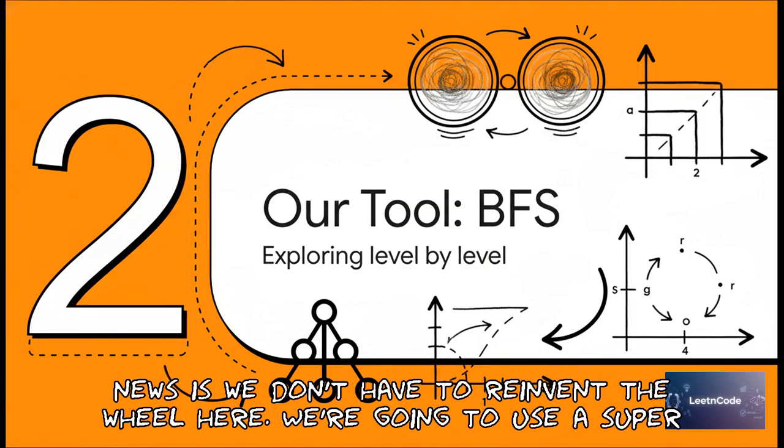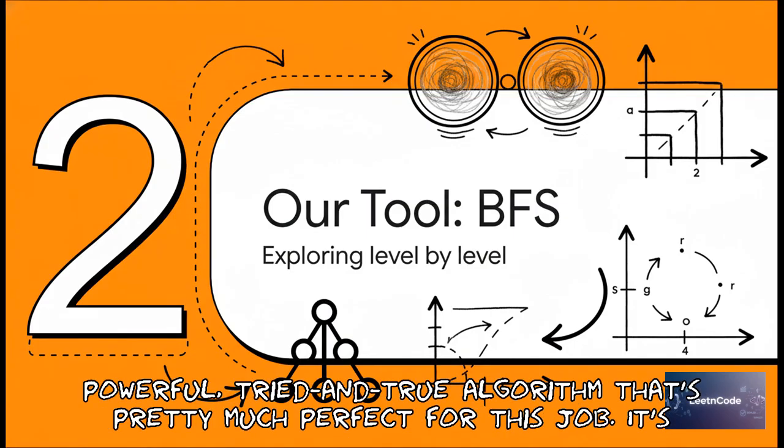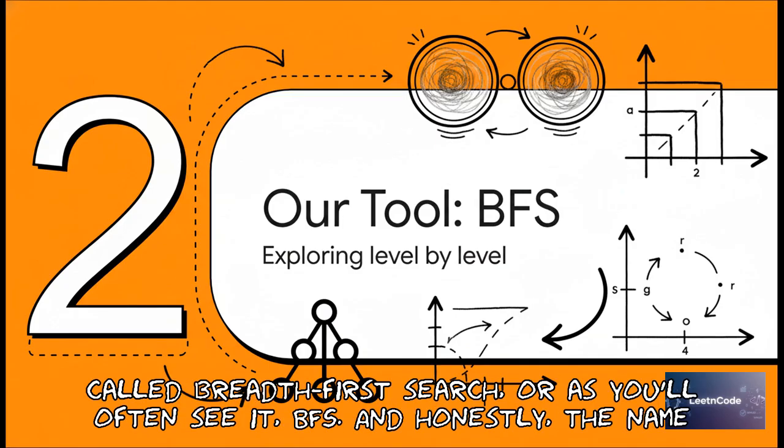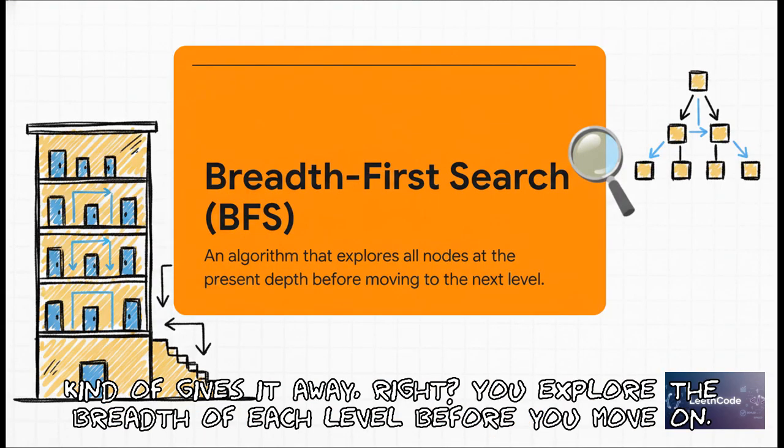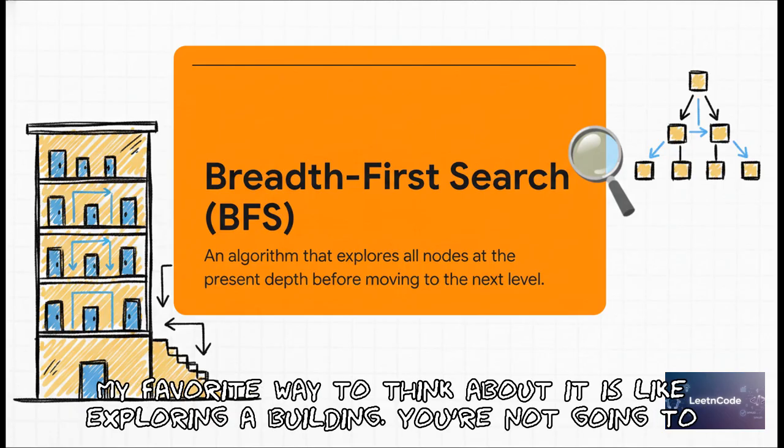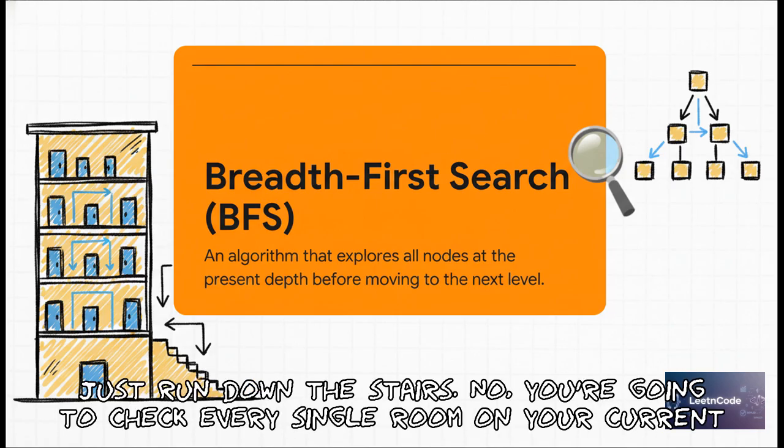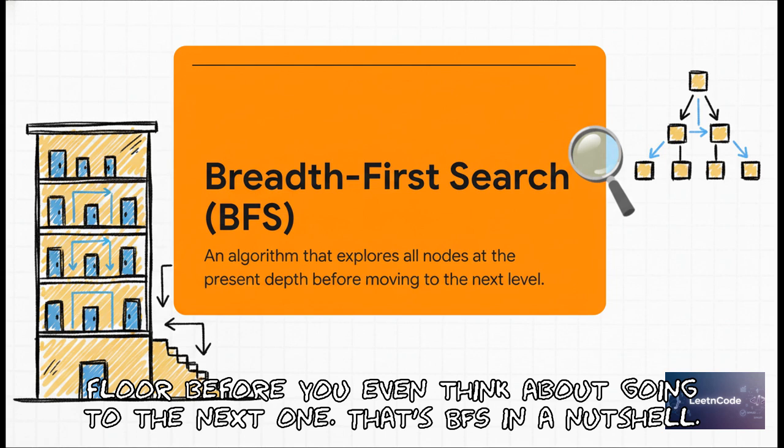Well, the good news is we don't have to reinvent the wheel here. We're going to use a super powerful, tried-and-true algorithm that's pretty much perfect for this job. It's called breadth-first search, or as you'll often see it, BFS. And honestly, the name kind of gives it away, right? You explore the breadth of each level before you move on. My favorite way to think about it is like exploring a building. You're not going to just run down the stairs. No, you're going to check every single room on your current floor before you even think about going to the next one. That's BFS in a nutshell.